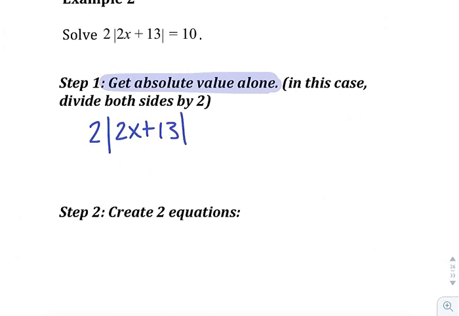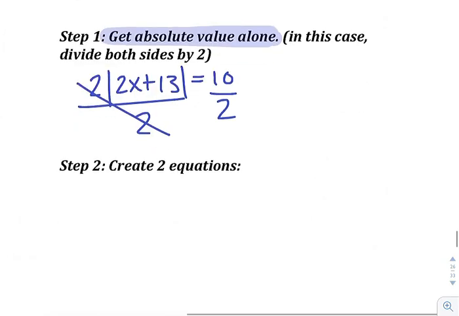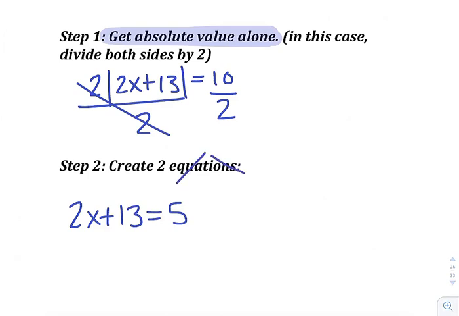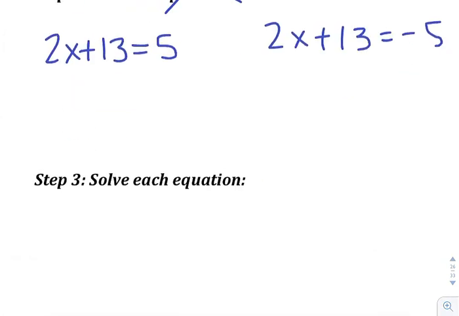I know your mind is probably telling you to distribute that 2 in there, but we leave the absolute value alone. We don't want to put anything inside there with it. So since it's 2 times, we're going to do the opposite and divide both sides by 2. And we end up with 2x plus 13 equals 5. So that will be our first equation. And then our second equation will be 2x plus 13 equals -5. And then we just solve them both.